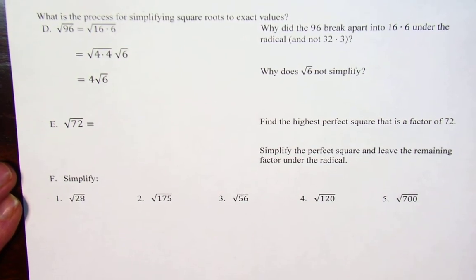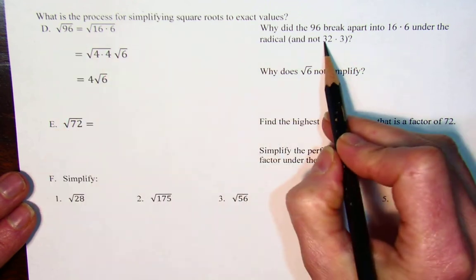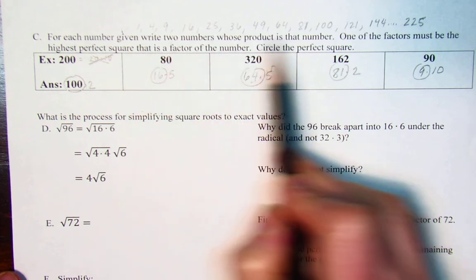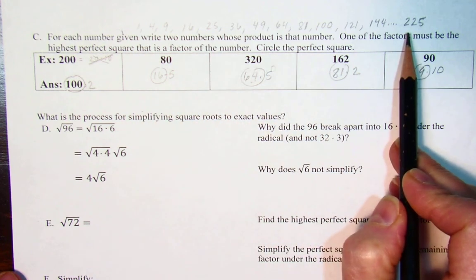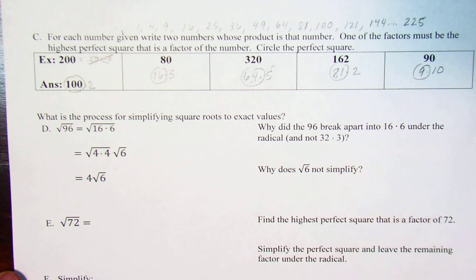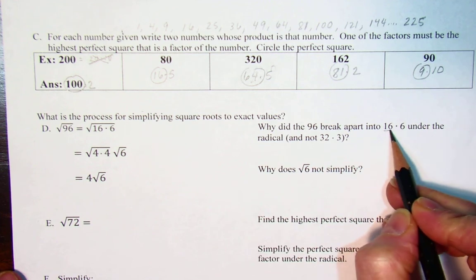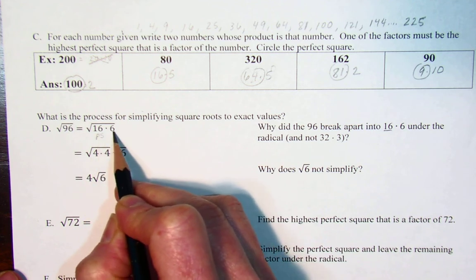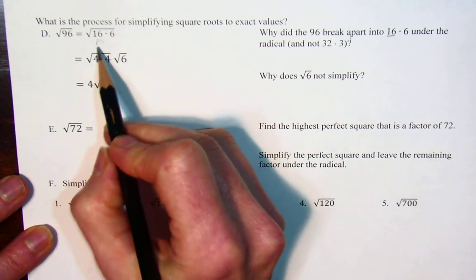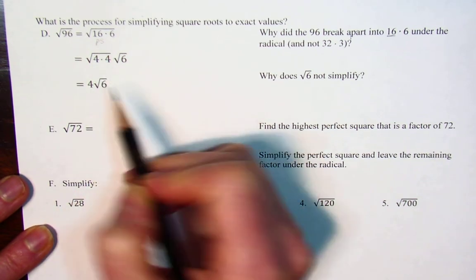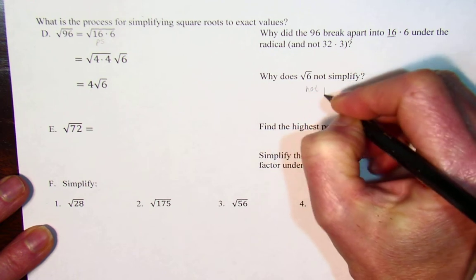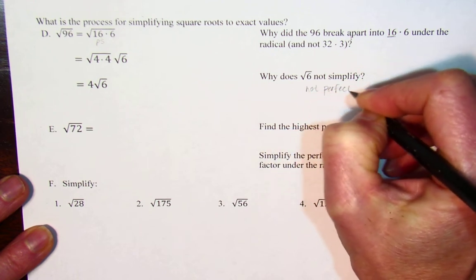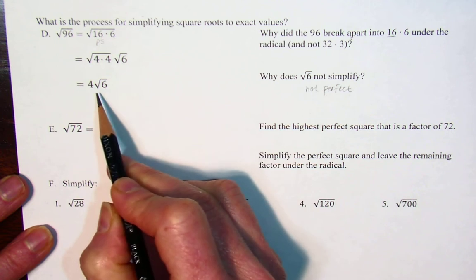So let's look at an example that we haven't seen yet. If you want to square root 96, you would not break it apart into 32 times 3. Why not? Because is 32 on this list? Nope. Is 3 on this list? No. I'm only going to use numbers that are on this list. 16 is a number that's on that list. That's my perfect square. 6 is the other factor. Only one of them has to be a perfect square, not both. And then when I square root 16, that's 4. The root 6 is not perfect. 6 is not a perfect square, so that stays under the radical, and that's the exact value.